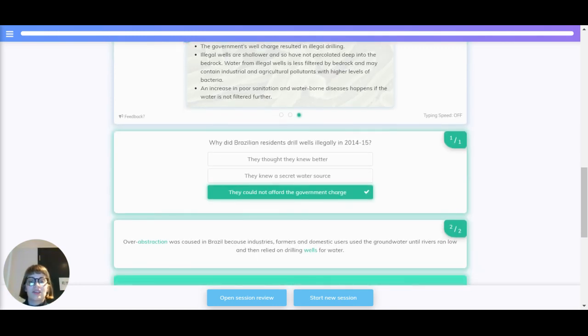So why did Brazilian residents drill wells illegally in 2014 to 15? Because they couldn't afford the government charges.